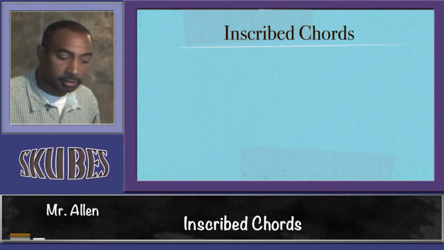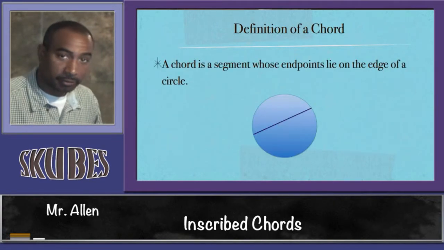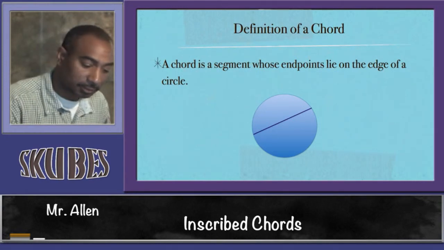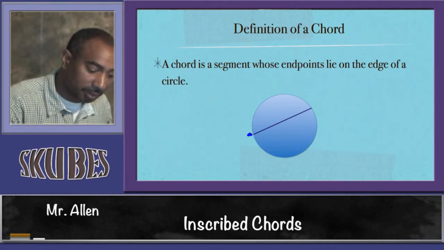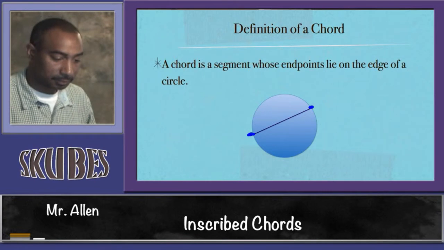Our today's lesson is on inscribed chords. Let's start with the definition of a chord. A chord is a segment whose endpoint lies on the edge of the circle. And by that, I mean the beginning point and the terminal point must lie on the edge of the circle.